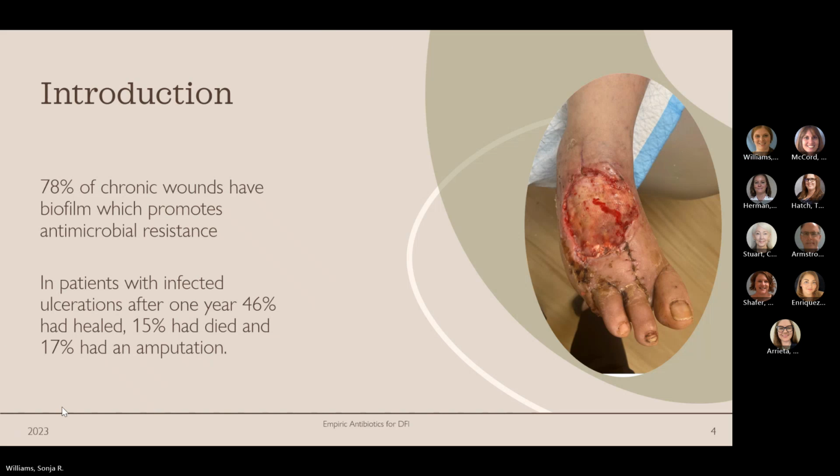So the picture on the right is a chronic diabetic foot ulcer. You can see the biofilm that is presenting over the granular base. 78% of chronic wounds will have this biofilm, and that promotes antimicrobial resistance. With patients that have infected ulcerations, after a 1-year period, 46% have healed, but of the other half, 15% have died, 17% have an amputation, and then the remaining still have the wound.